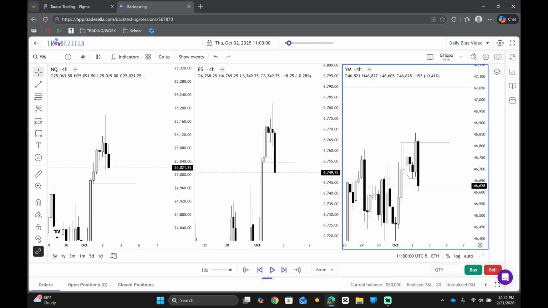And basically that's exactly how I find my daily bias, powered by driver pairing, ideal reversals, and expansion candles.